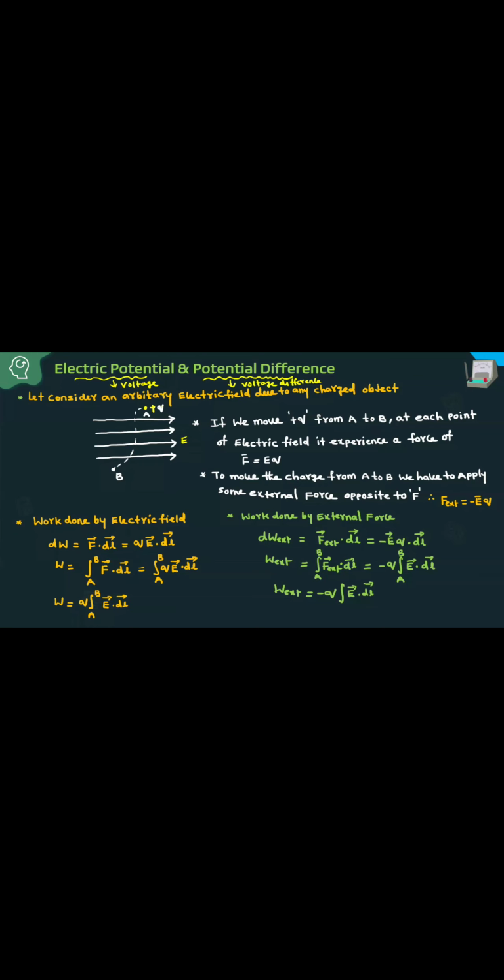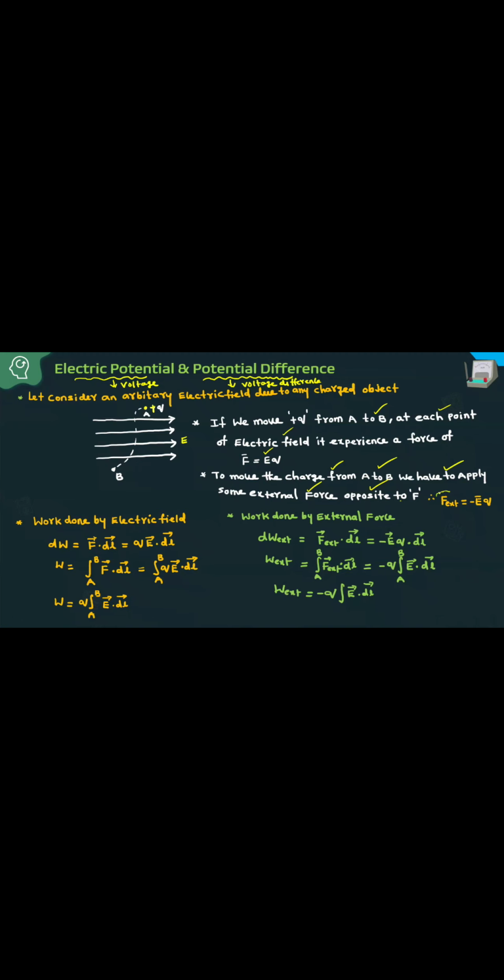Clear? Whenever this charge enters the electric field, a force is produced. Now I have to move this charge, so we have to apply some external force. Then only the charge moves. If you move plus Q from A to B, at each point of the electric field it experiences a force of EQ. This is a positive charge, that's why plus EQ. To move the charge from A to B, we have to apply some external force opposite to F. Once we overcome this force, then only the charge moves.